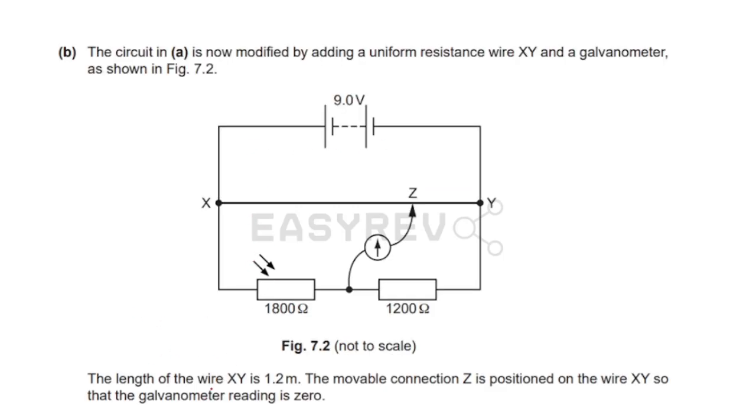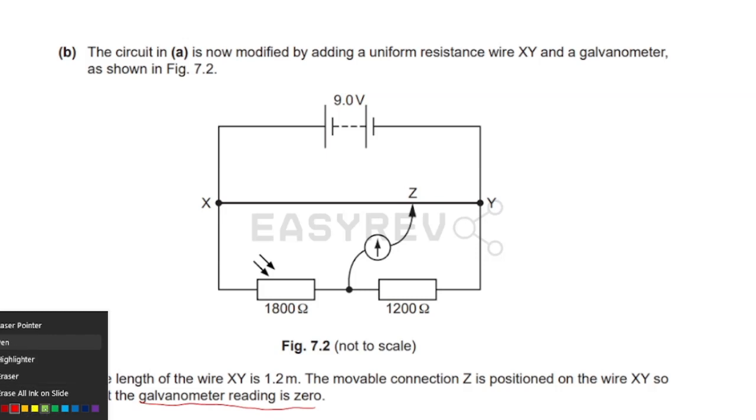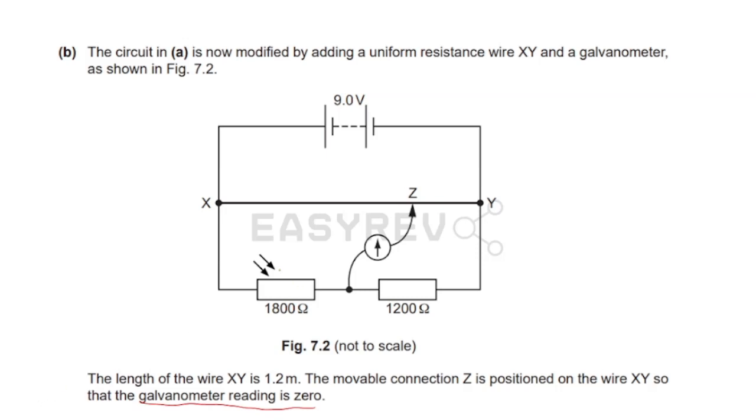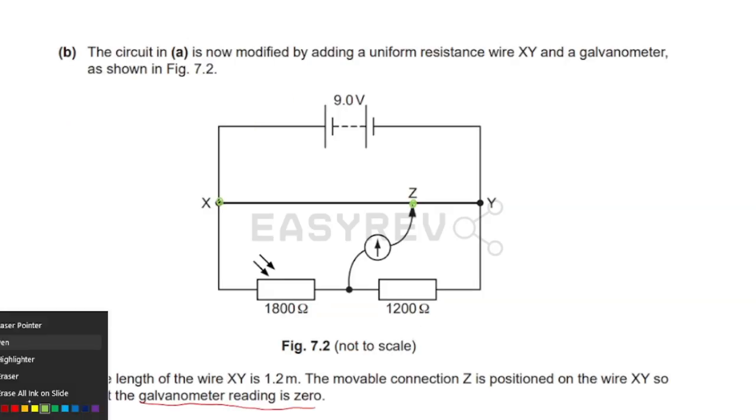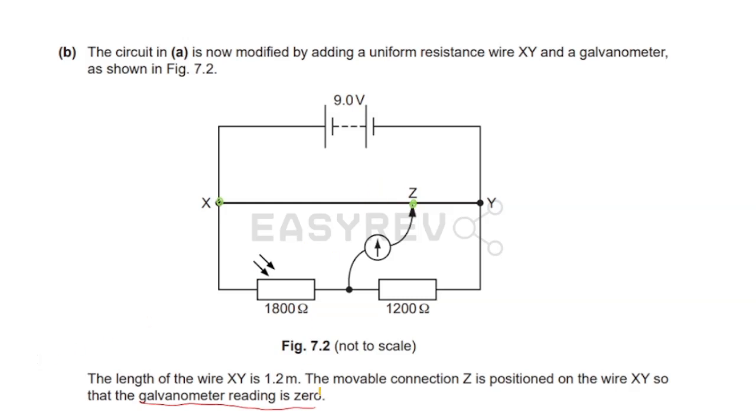Now here we must understand that when the galvanometer reading in this case is 0, that basically means no current is flowing. The only situation where there is no current flowing is when the potential difference across 2 points is 0. Now here when we say 2 points, we can focus more so on XZ rather than ZY, only because the question is referring to XZ so much. So we repeat, the potential difference across any 2 points, if it were any other circuit, we would say that the potential difference across 2 points is 0.